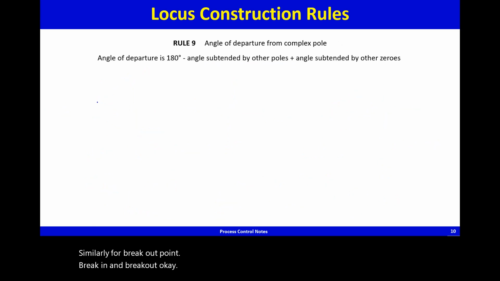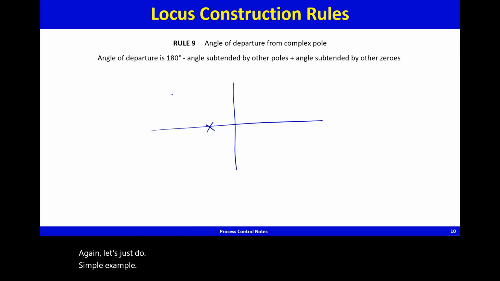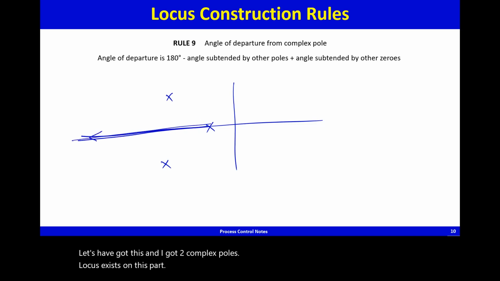Angle of departure from a complex pole. Again, let's just do a simple example. Let's say I've got this and I've got 2 complex poles. Obviously the locus exists on this part, so that's one asymptote.